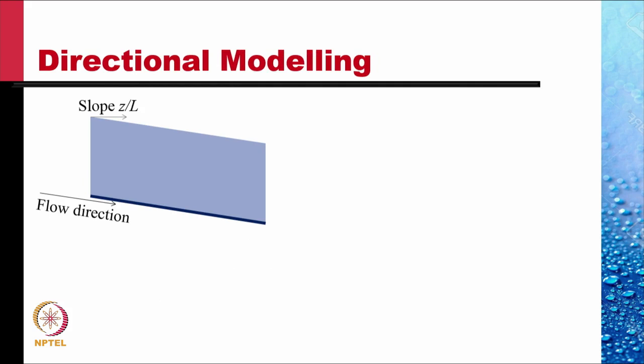So what do we do? Look at a sloping riverbed. If we consider a slice of the fluid on this, the weight force is rho Z L square G. L is the horizontal dimension, Z is the vertical dimension. The slope is Z divided by L. And the component of the gravity force in the flow direction then is rho G Z L square times Z by L, the slope.